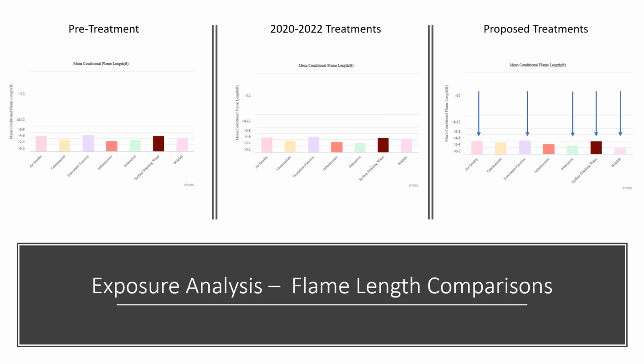This is the comparison for the flame lengths. Again, slight reductions in the pre-treatment and the planned treatments, and in most cases, in the proposed, within a foot difference of flame length. However, modest reductions in air quality, ecosystem function, surface drinking water, recreation, and wildlife are most apparent in the proposed treatment.